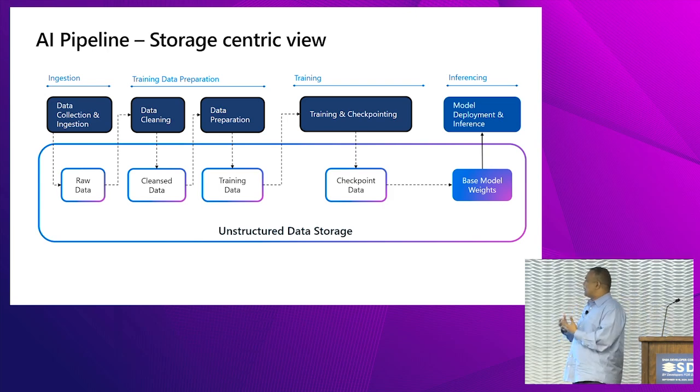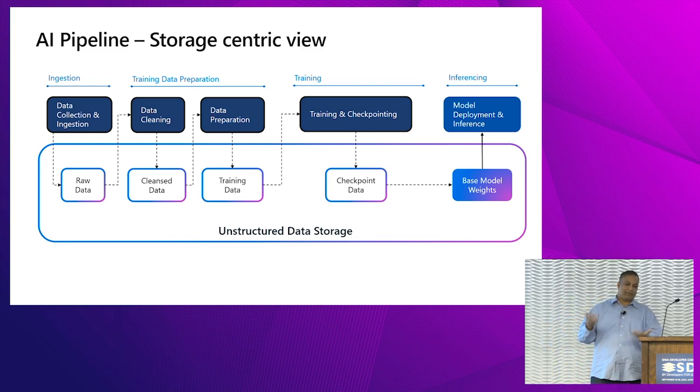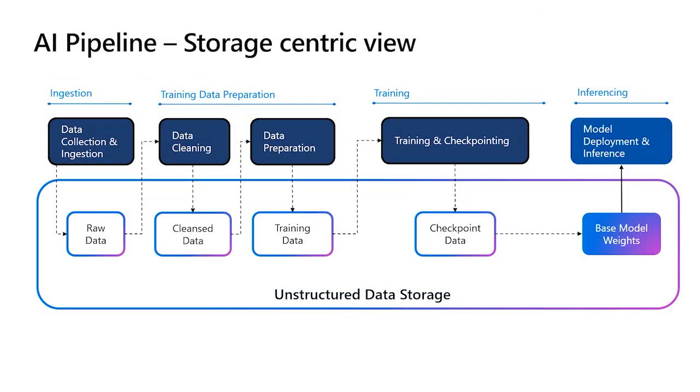I want to talk a little bit about what's happening with the typical AI pipeline. Being a storage talk, we'll take a storage-centric view. Of course, storage people like to say storage is the center of everything, right? This is essentially true if you look at what's happening here. The left side is about training, and the right side is about inferencing. But you start with bringing data in.